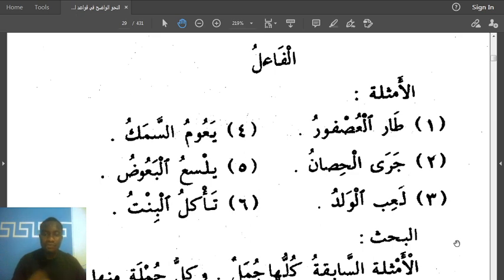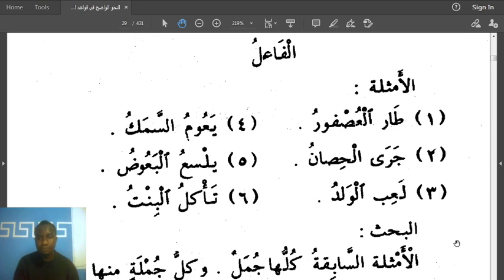Example number 1: Tara al-usfuru. Tara means to fly. Al-usfuru is a bird, as this is a sparrow, but a bird. The bird flew. Example number 2: Jara al-hisanu, jara to run. Al-hisan, horse, so the horse ran. Example 3: La'iba al-waladu, the boy played. La'iba, to play.